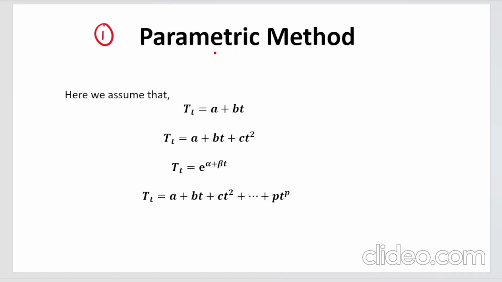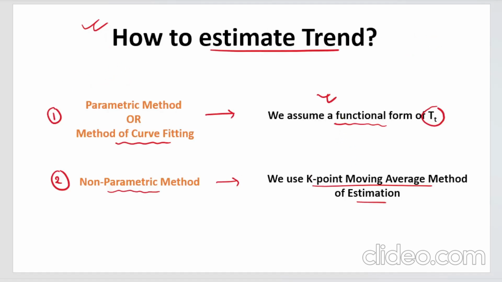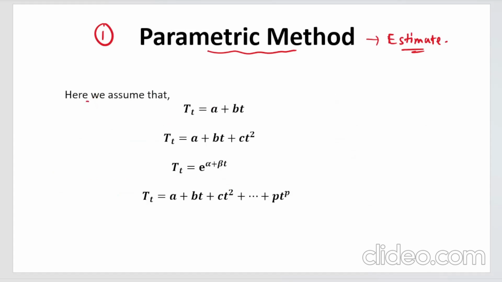First is the parametric method. As the name suggests, it will have some parameters that we need to estimate. The trend component will have some parameters that we need to estimate. So what I have mentioned here is that we assume a functional form. Let us see what could be the possible functional forms. The first and the most importantly used functional form is the linear function. First is the linear trend or the linear curve fitting.